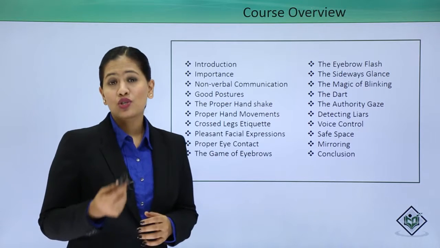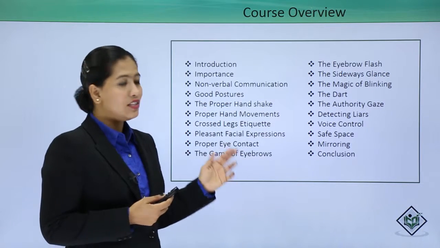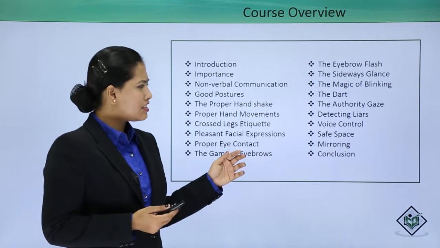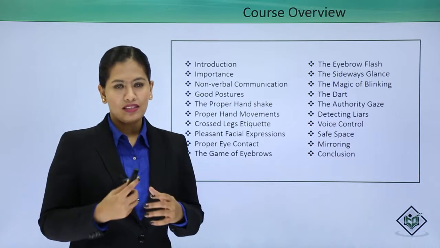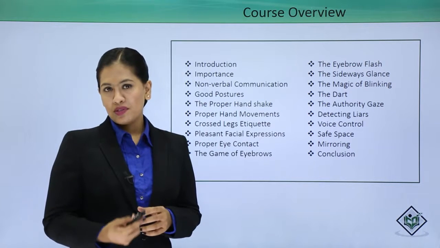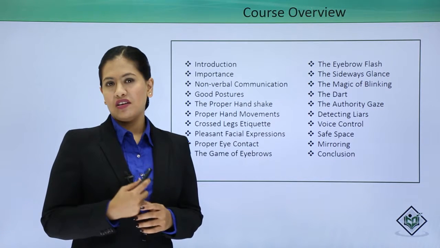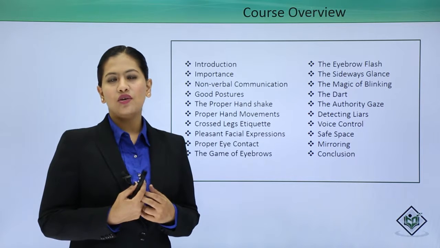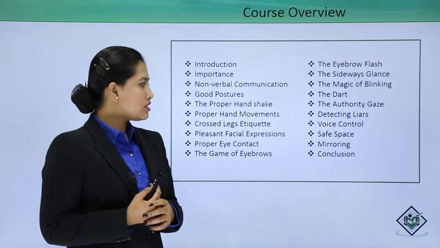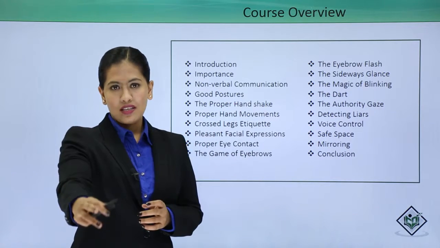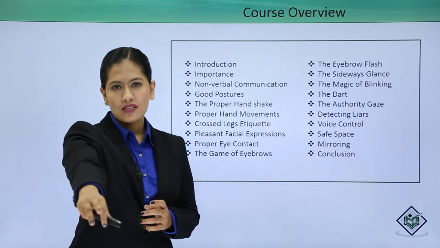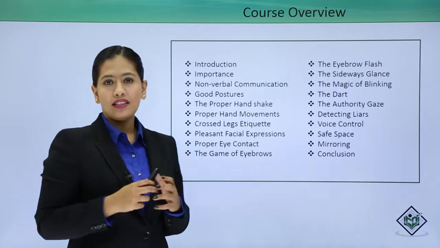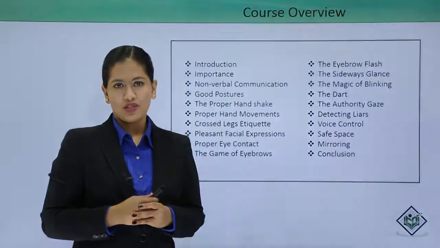Sideways glance, the magic of blinking, the dart, the authority gaze. Detecting liars. Voice control: why do I have to keep in mind the modulation, the pitch, the volume, the stress in the conversation. Moving on, safe space, that is what distance I have to keep each time I am talking to somebody. It has to be one hand distance. Mirroring, and then we conclude the topic as such.